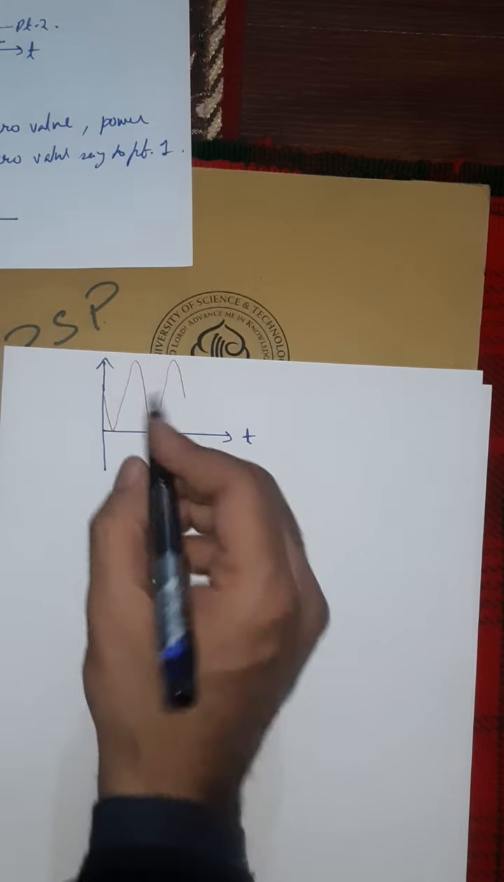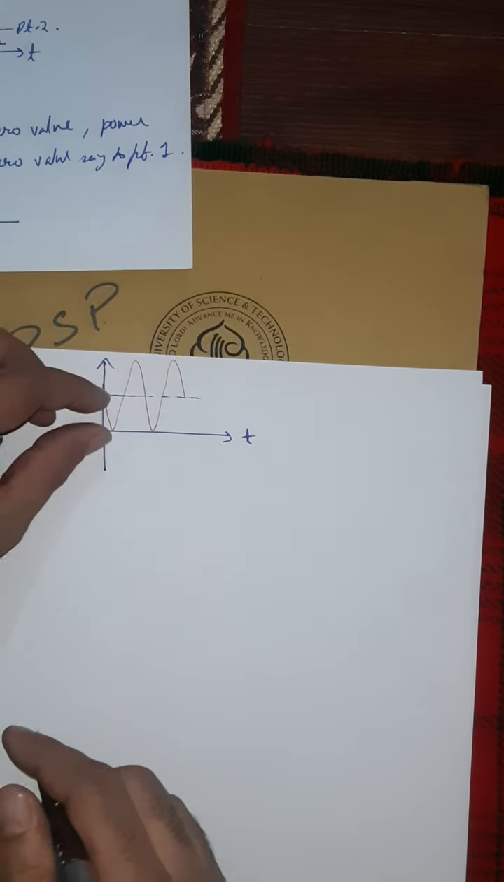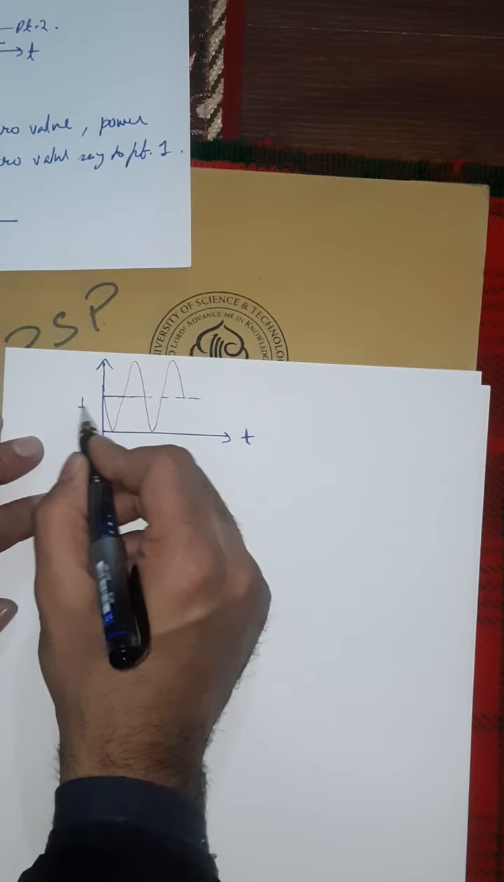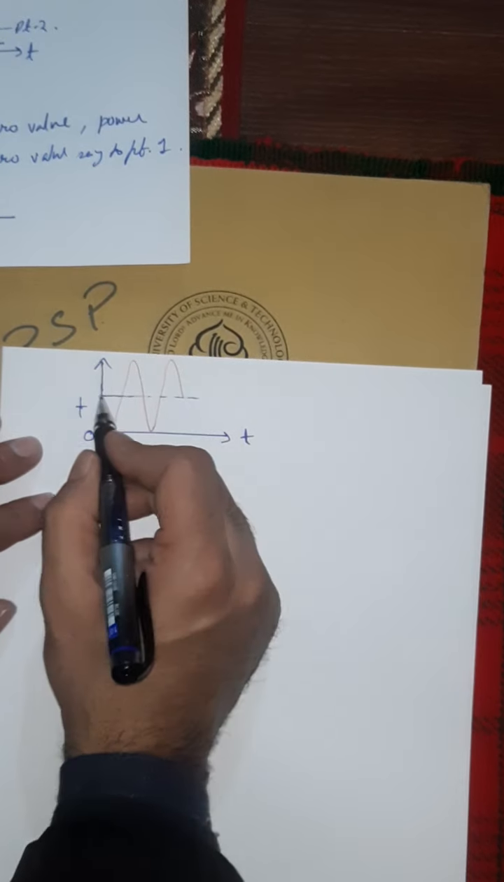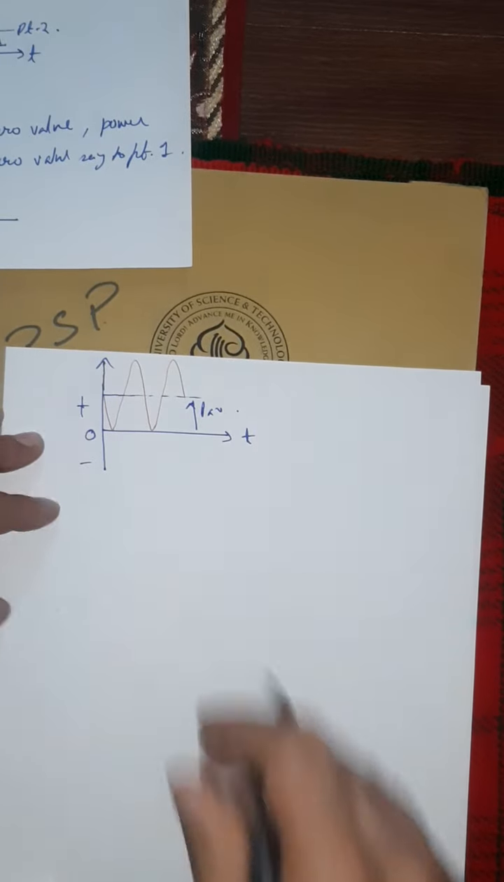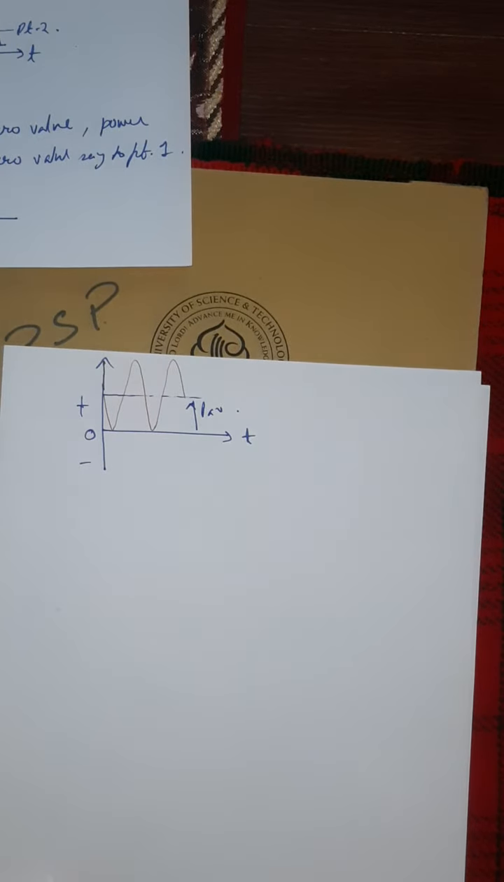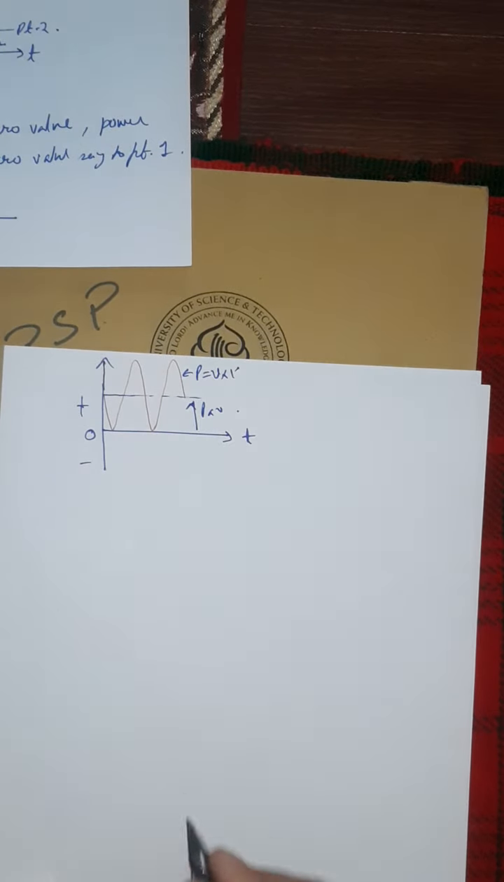So what will be the P average? P average will be here, and it will be positive, because this is 0, this is the positive region, this is the negative region. So the whole area is positive now. So the average power is coming here. This will be the average power now. Got it? This is average power and P is equal to V into I.